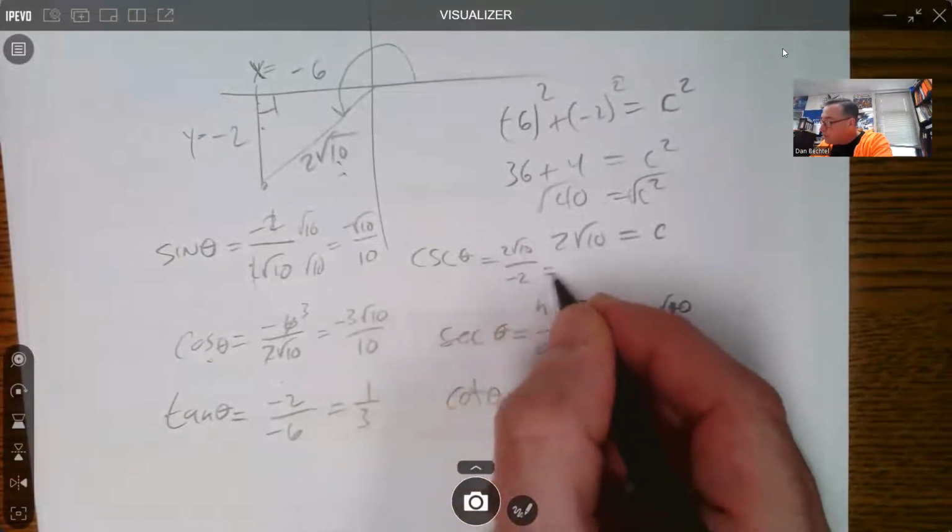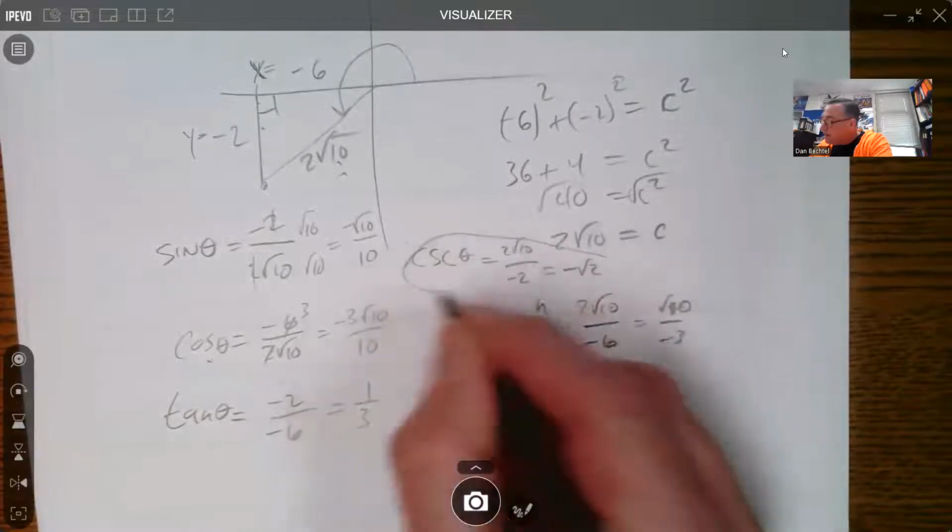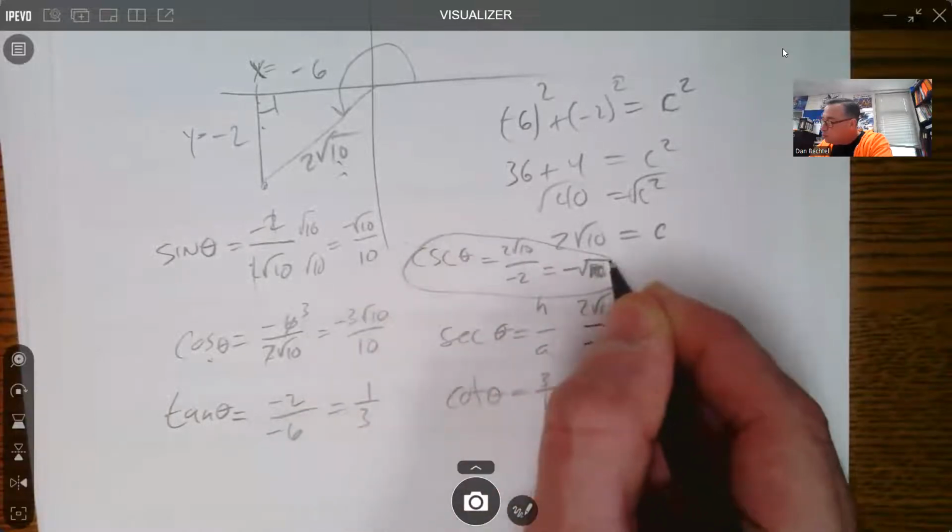Opposite is -2. So this will actually be negative square root of 10 as the cosecant. I don't know why I keep writing 2.